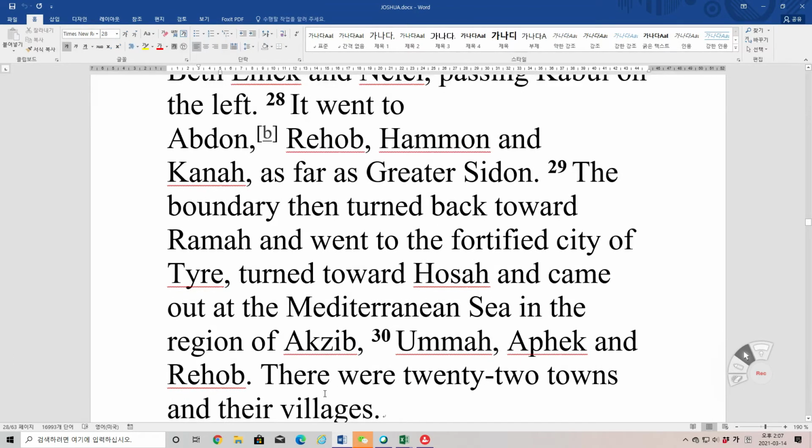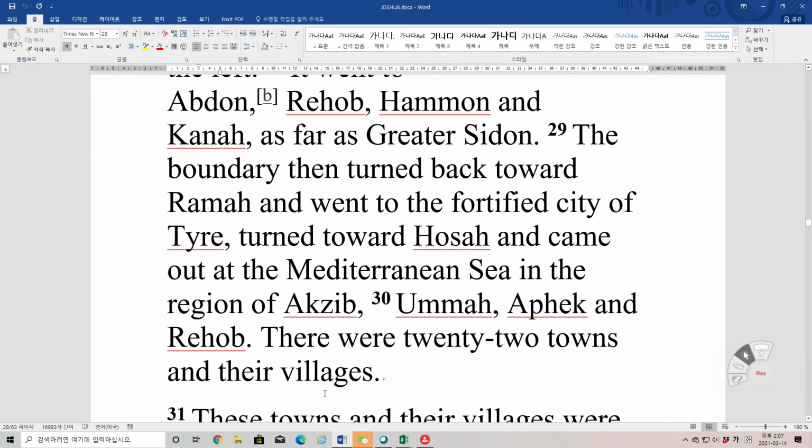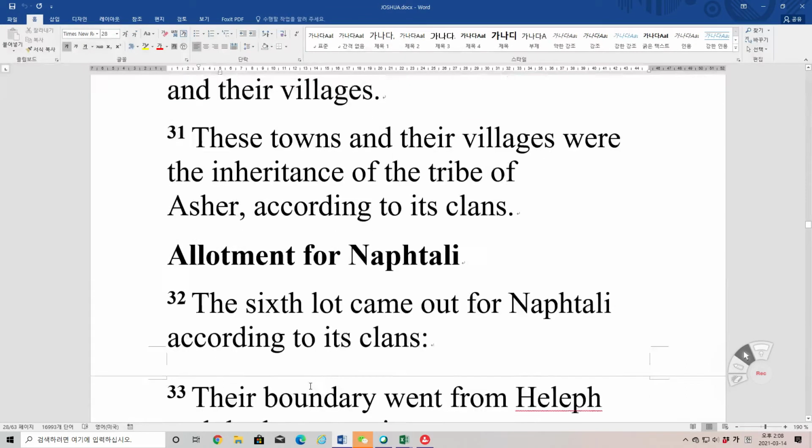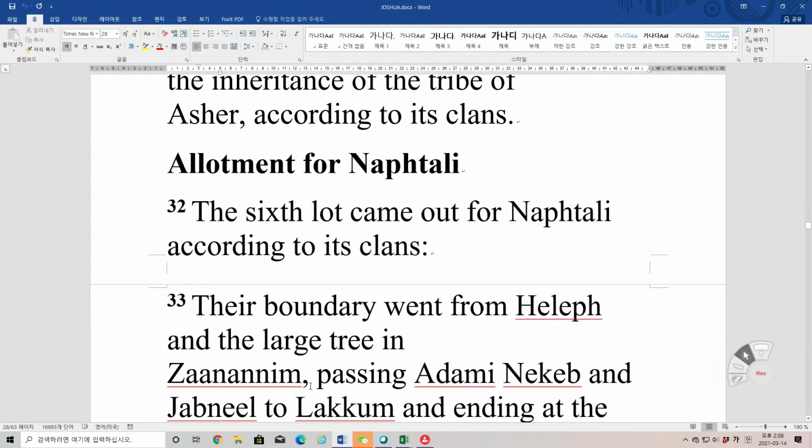It went to Abdon, Rehob, Hammon, and Kanah, as far as Greater Sidon. The boundary then turned back toward Ramah and went to the fortified city of Tyre, turned toward Hosah, and came out at the Mediterranean Sea in the region of Aksib, Ummah, Aphek, and Rehob. There were 22 towns and their villages. These towns and their villages were the inheritance of the tribe of Asher according to its clans.